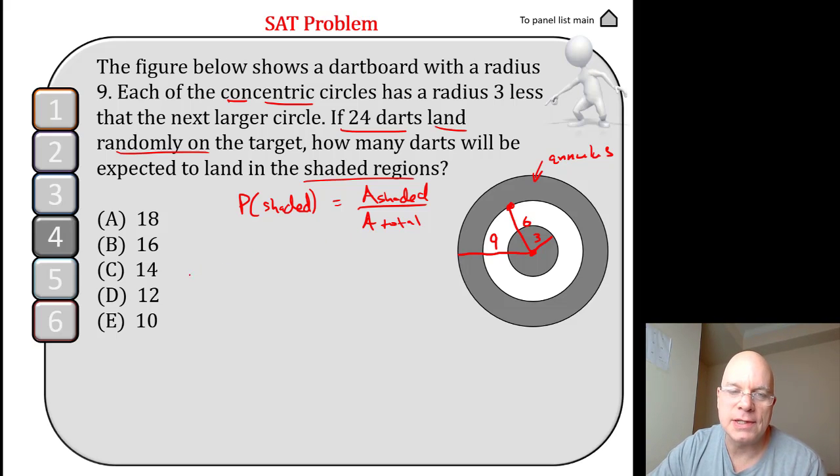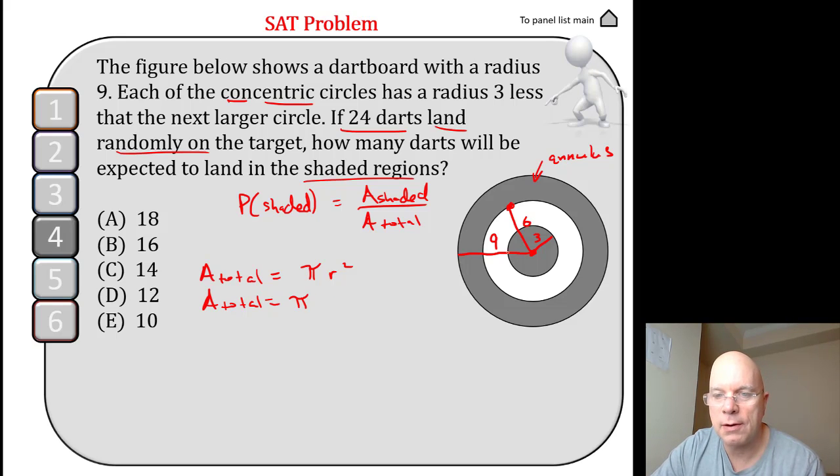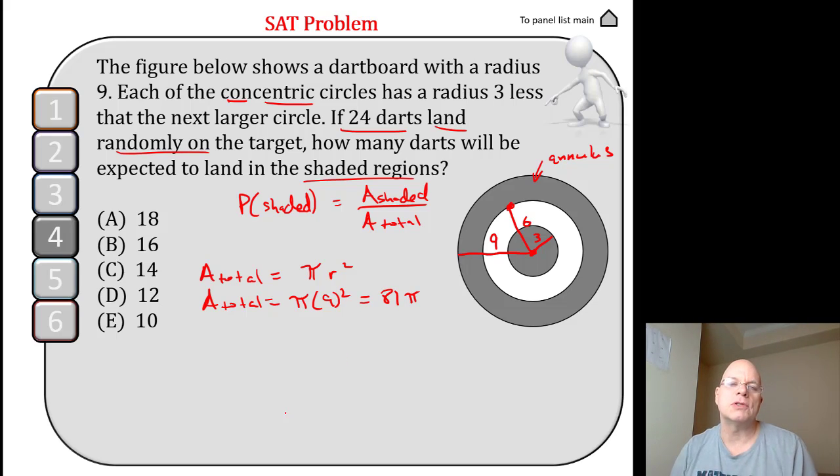The area total is easy. Let's do area total first. It's the area of the whole circle, the whole big circle. Pi r squared for a circle. So the total area is pi multiplied by, well, they've told us our radius is 9. Pi times 9 squared, aka 81 pi. Do not substitute an estimate for pi. You make your life so hard. It's a ratio. Our pi's are going to cancel when we put it in the probability formula.